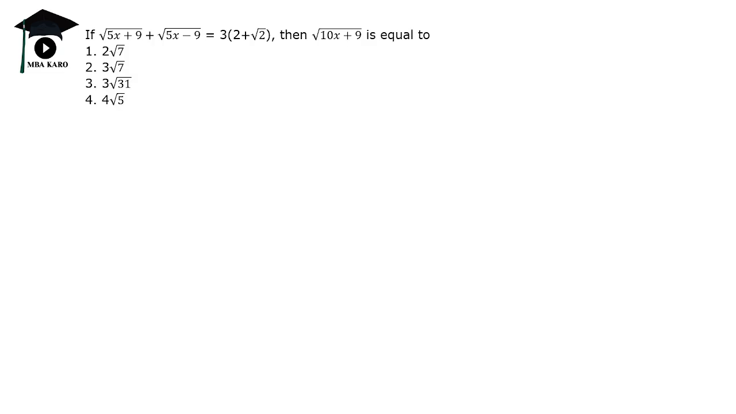If root of 5x plus 9 plus root of 5x minus 9 is 3 plus 2 root 2, then we need to find the value of this expression. First and foremost, let us open this bracket and see how it looks. So root of 5x plus 9 plus root of 5x minus 9 is 6 and 3 root 2.